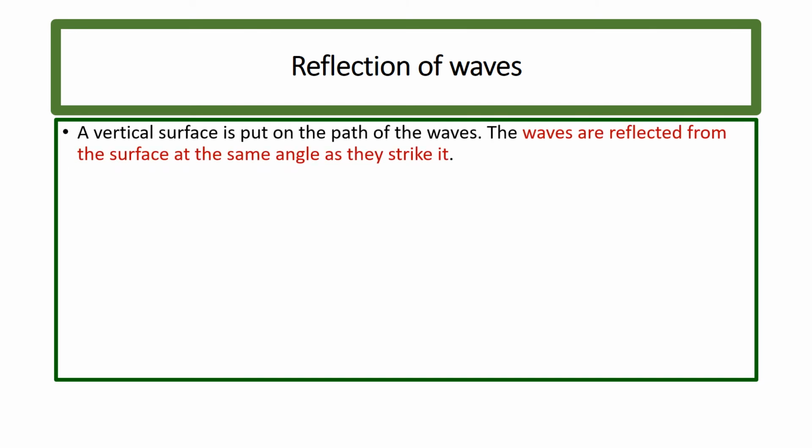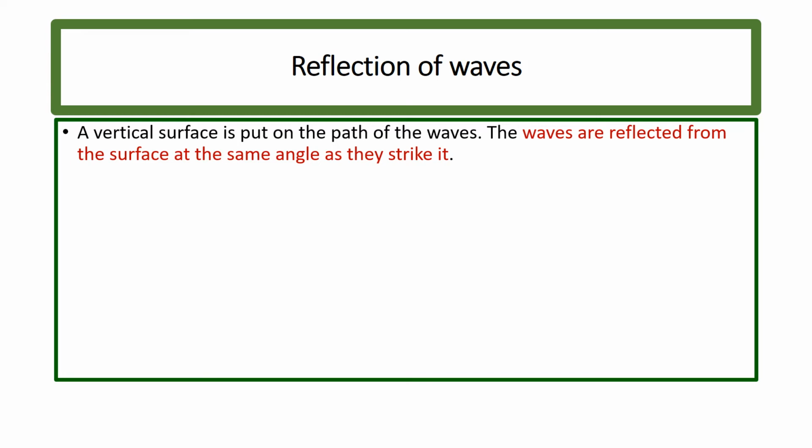So, the reflection of waves. And this is where, hopefully, this should recall some of the stuff that we've done in year 8. So we put a vertical surface in the path of the waves. So what we're putting in there is something with a nice straight edge, and the waves are reflected from that surface at the same angle they strike it.